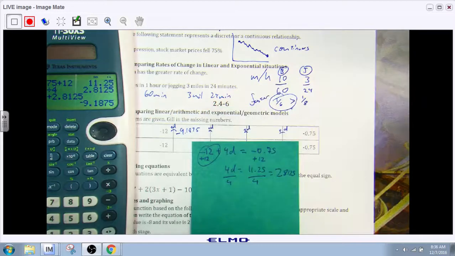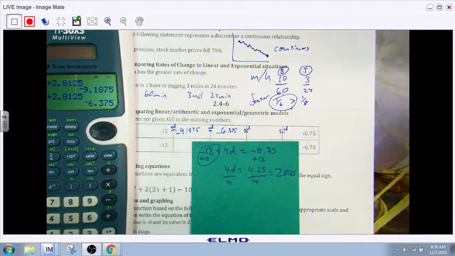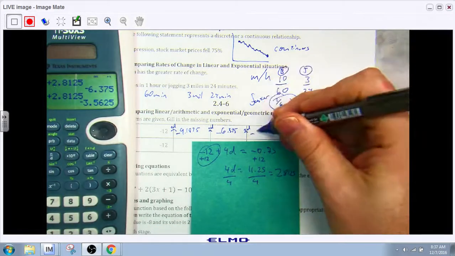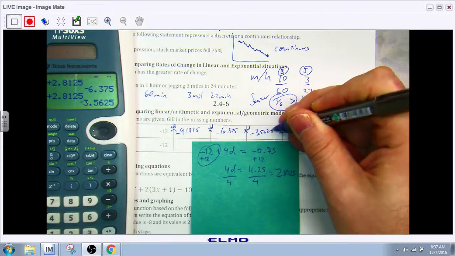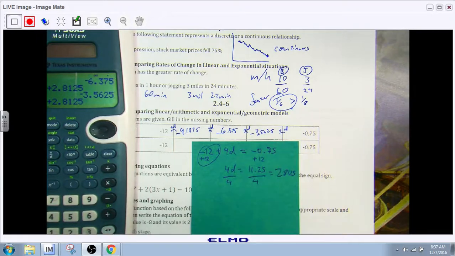If I do it again, add 2.8125, I get negative 6.375. If I do it again, add 2.8125, I get negative 3.5625, and then if I do it again, if I add 2.8125, I should get negative 0.75.